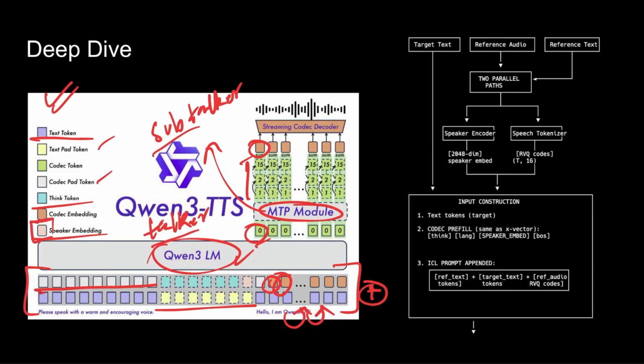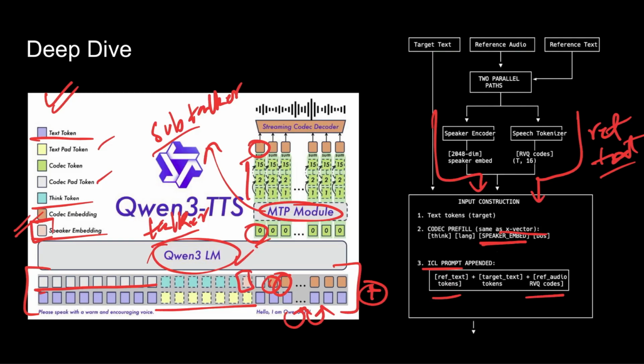Another thing is that the speaker embedding you see here is shown as one input, but in reality there are multiple modes of input. As we have discussed before, we have two modes, X vector and ICL. If we use the X vector mode, we only require the speaker embedding, but if we use the ICL mode, we will need both the RVQ codes and the reference audio transcript.